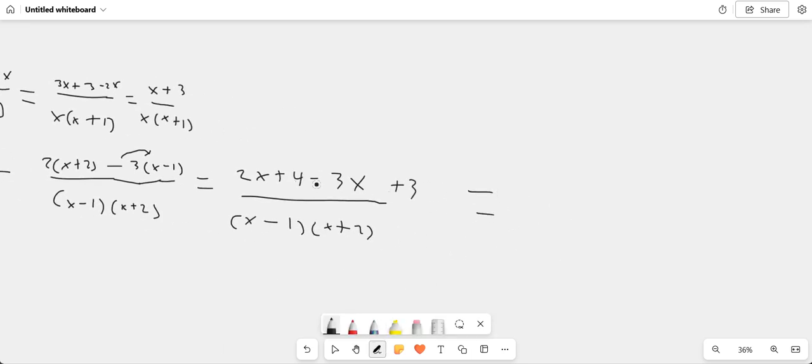And then what you're going to do here, yeah? 2x minus 3x is what? That's just minus x. And then 4 plus 3. So collect like terms, yeah? 4 plus 3 is 7, yeah? So that's just 7, innit? So therefore, it's minus x plus 7, yeah? Over x minus 1, x plus 2, you get it? Yeah.